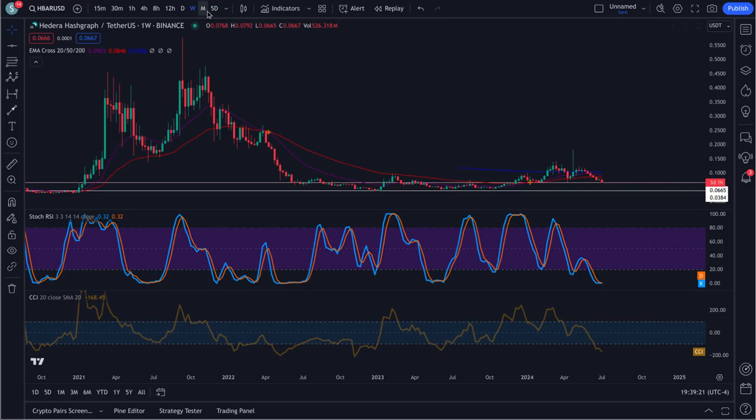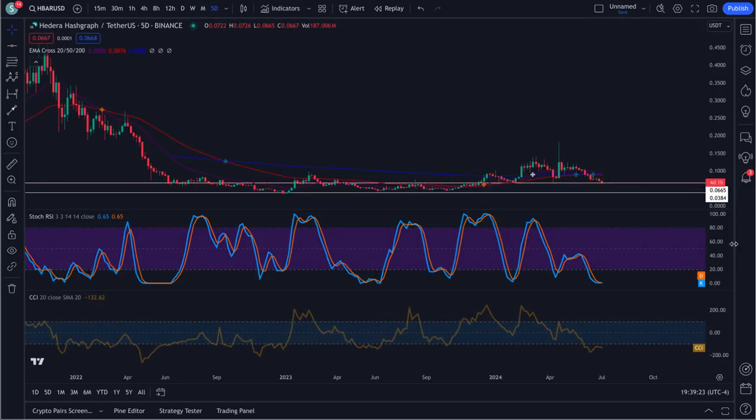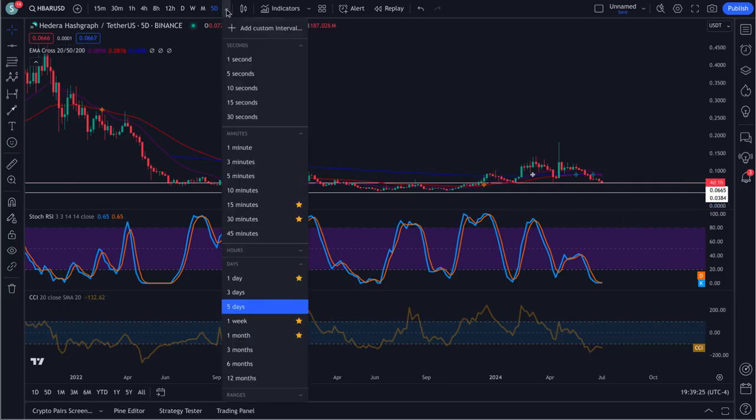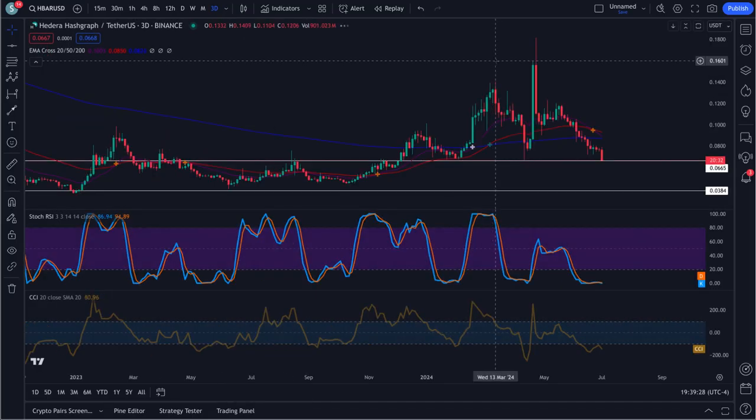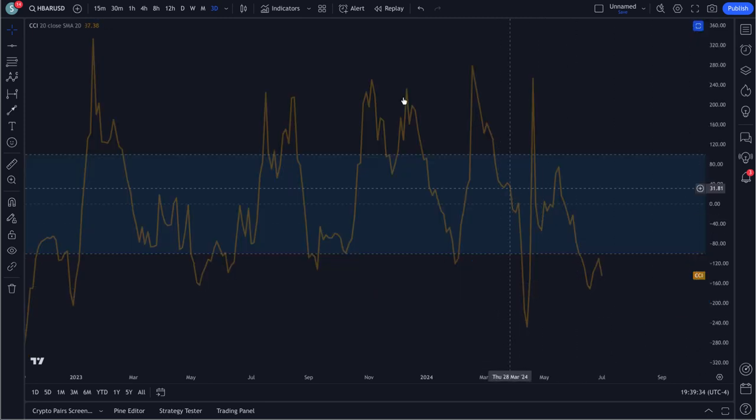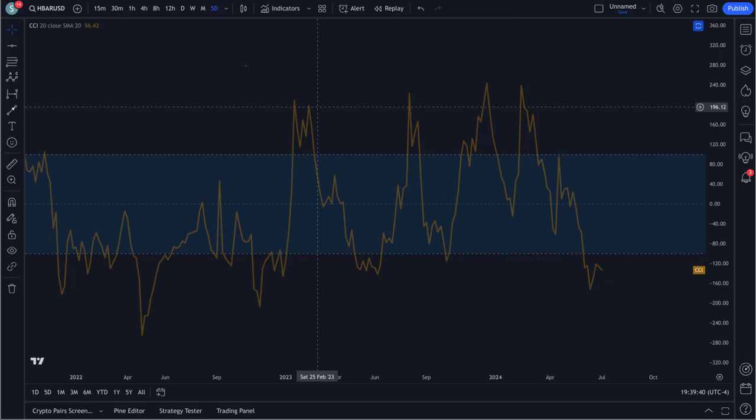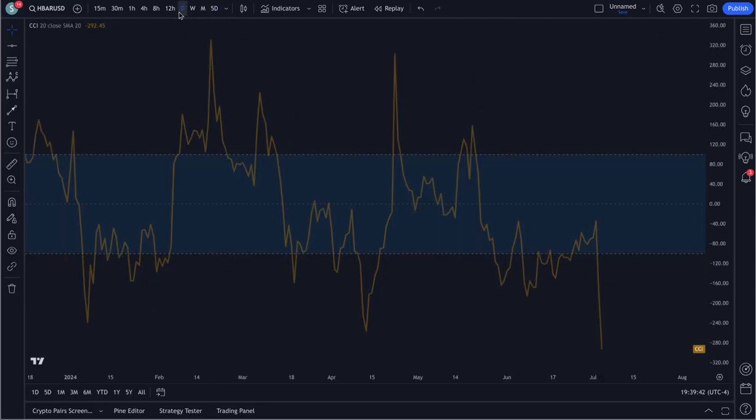Now your 5-day is on the bottom, your 3-day is on the bottom. And you've got bullish divergence here. You got this low, you got a higher low. What about that 5-day? No bullish divergence there.